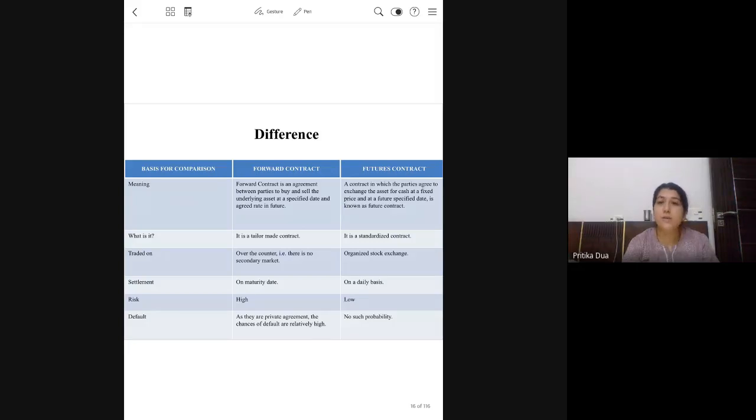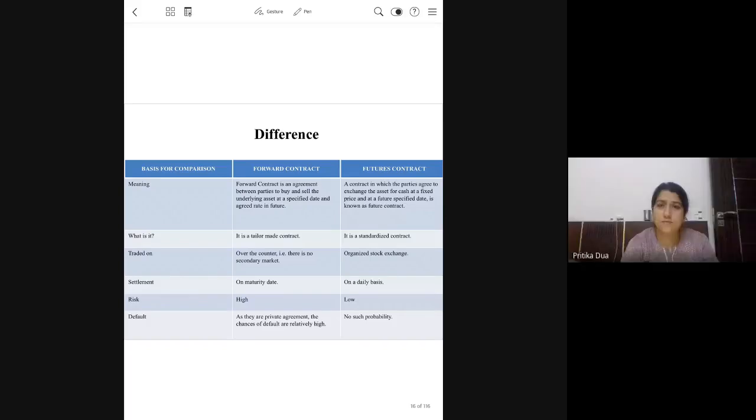Here I'll ask a question. Can derivative market have a primary segment? Can derivatives have a primary segment? Just think and tell me. Is there a primary segment in the derivative market? Yes or no? Make a guess.